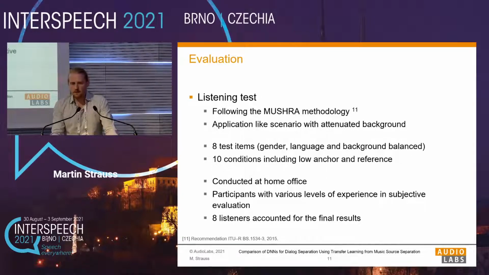Overall, we had 8 test items, which were balanced always 50-50 according to gender, language, for German and English samples, and also to background. So 4 items had a musical background, and 4 more a noisy background, like stadium noise or environmental noise, for instance. Including the low anchor and the reference signal, the test had 10 conditions, using the music separation networks and the 2 developed for these tasks.